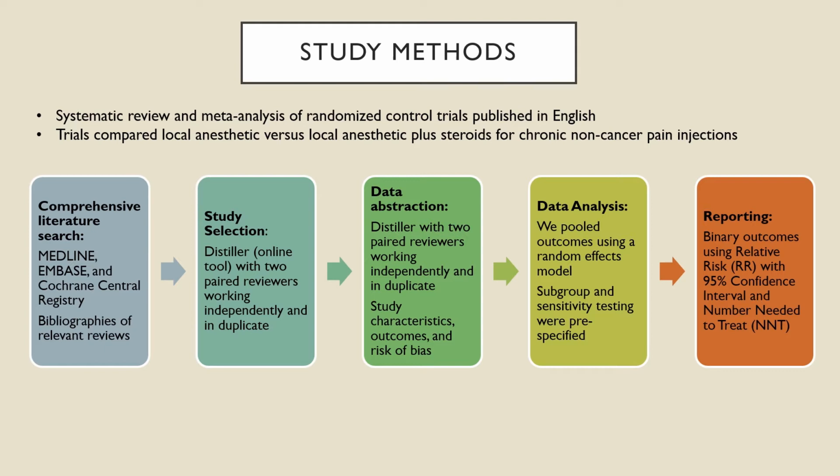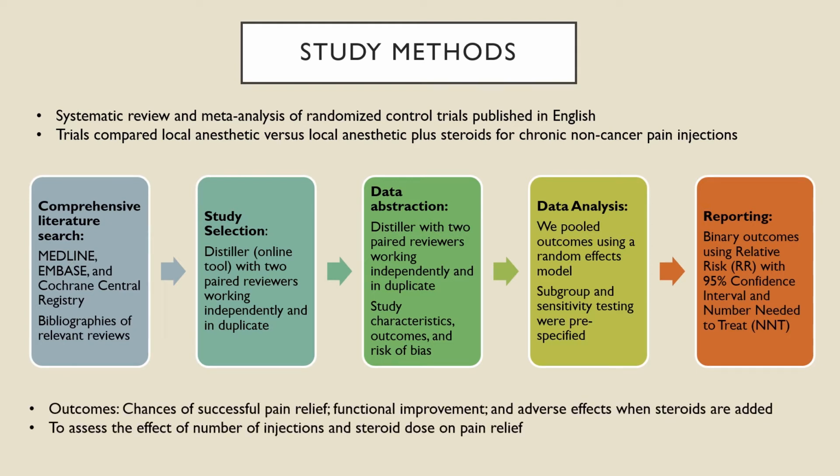Binary outcomes were reported using relative risks with 95% confidence intervals, along with number needed to treat whenever results were significant. Our outcomes included chances of successful pain relief, functional improvement, and adverse effects. We also assessed the effect of number of injections and steroid dose on pain relief.